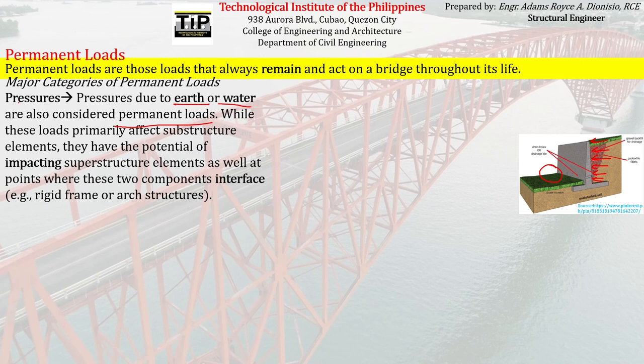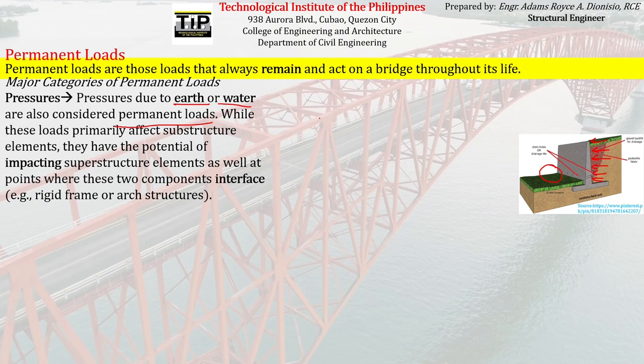we already discussed the pressure that is usually accounted for in the design of the substructure simply because yung mga pressures na to like yung earth tsaka yung water, usually ang part ng bridge kung saan naapektuhan ng earth tsaka water ay yung substructure simply because hindi naman naapektuhan ng earth or water yung mga superstructure, di ba?